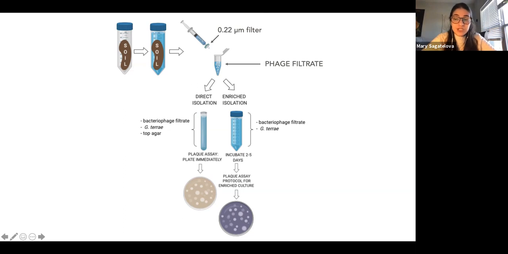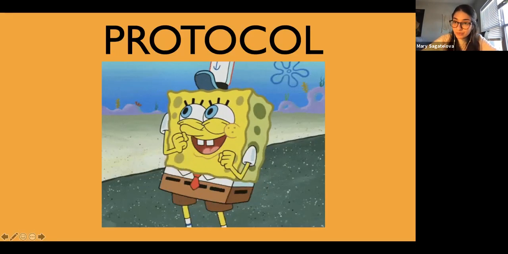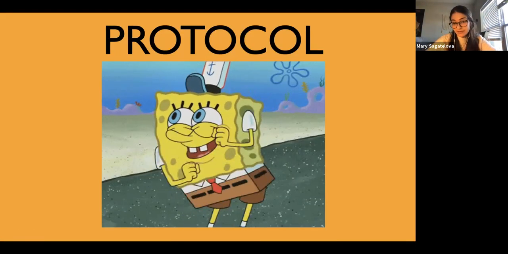One, direct isolation, which you will be doing. We just add some bacteria, some top agar, and we immediately plate it to try to visualize those phages. With enriched, we let that bacteriophage and bacteria incubate for a couple days until there is a high concentration of phage, and then we plate it. Okay, so if you're a visual learner, here is a great figure for that. Okay, but let's get into the protocol, right? What we will be physically doing in the lab.